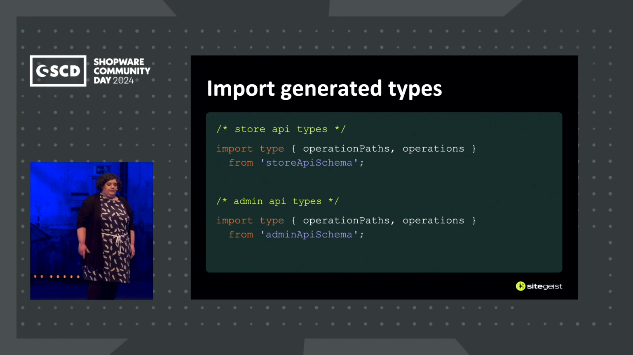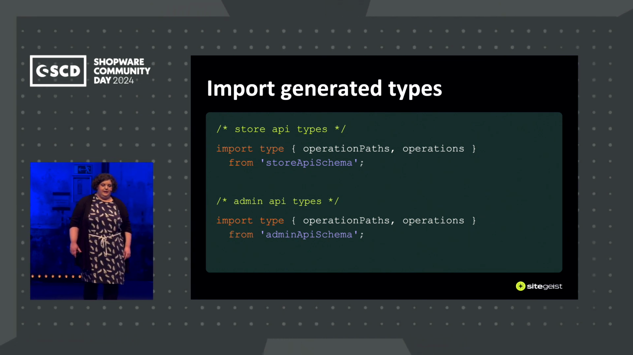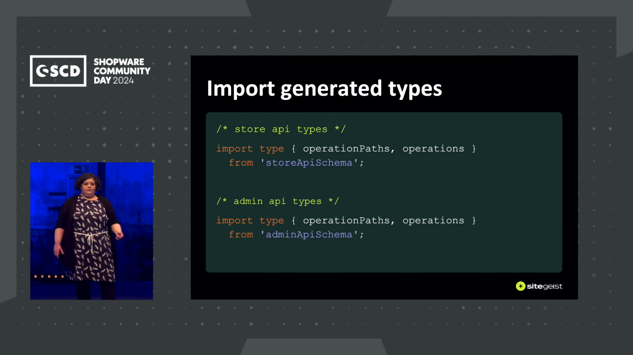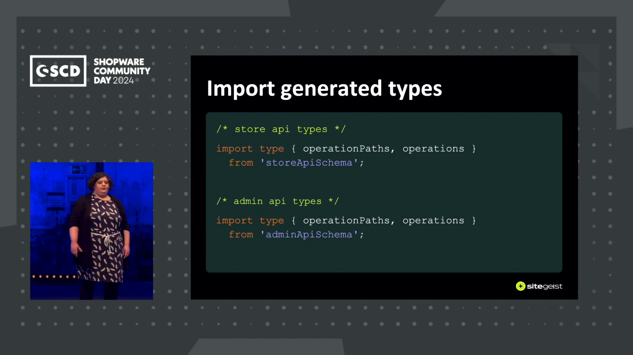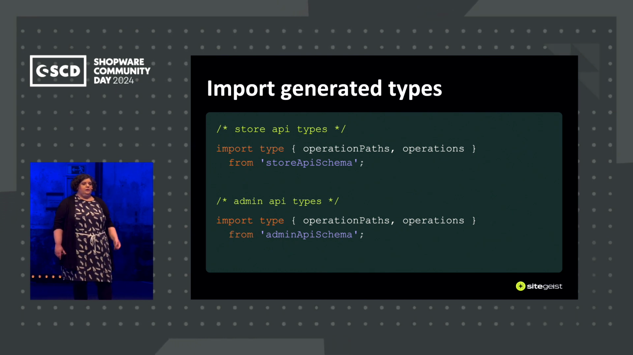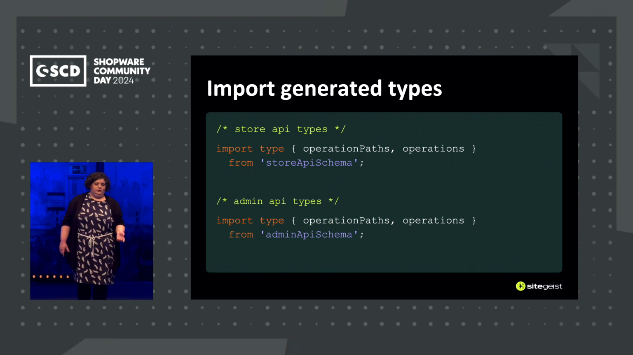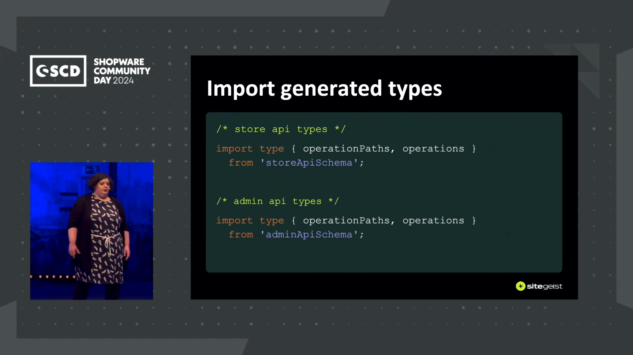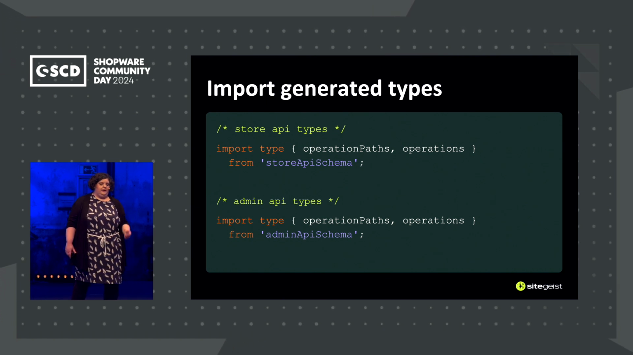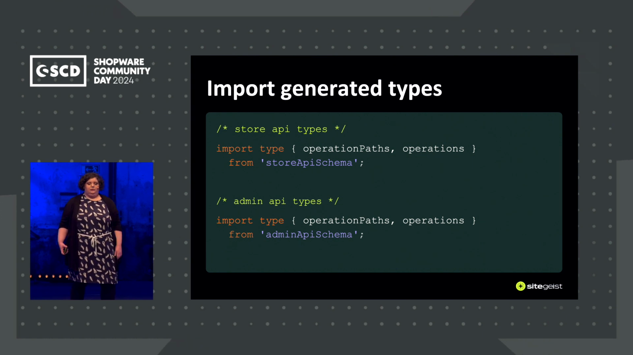The last step you have to do is to change the import of the generated types. By default, it's loaded from the API client package, and if you have own endpoints, you have to include your local file of the API client, and you have only to change the import, even storefront or admin API, and this is the file name you downloaded.